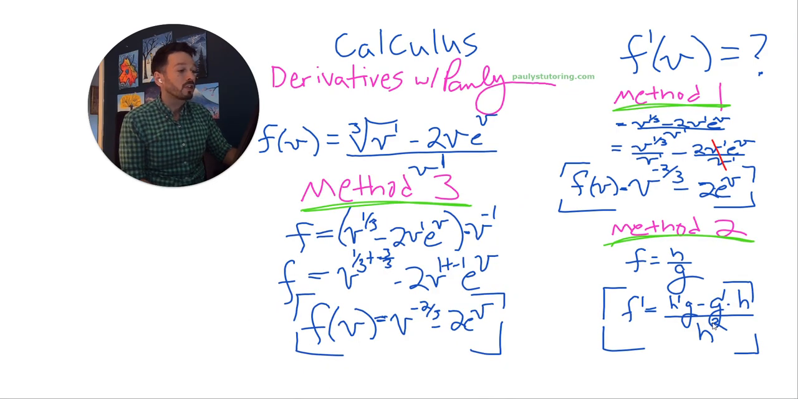That's method three. You could have also done the product rule if you really wanted to in method three with that first line. Those are the ways, all right?